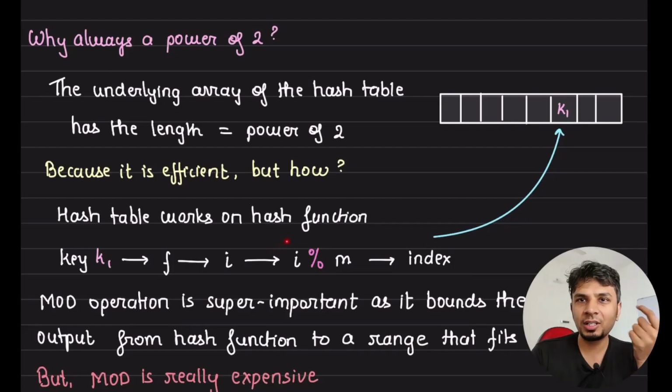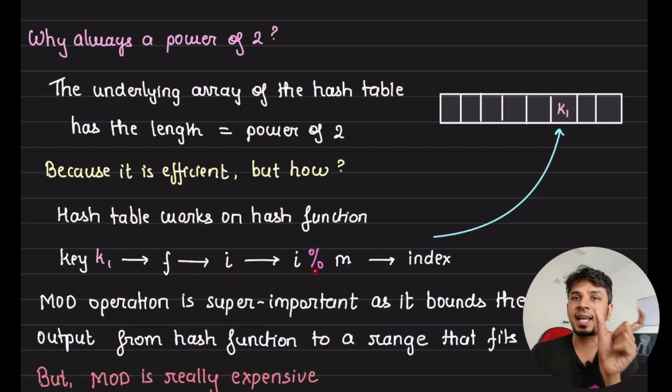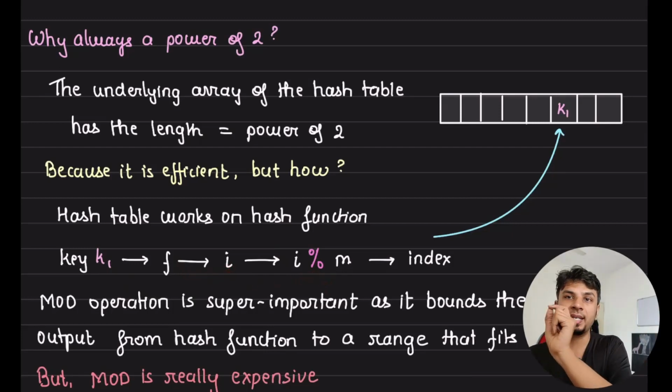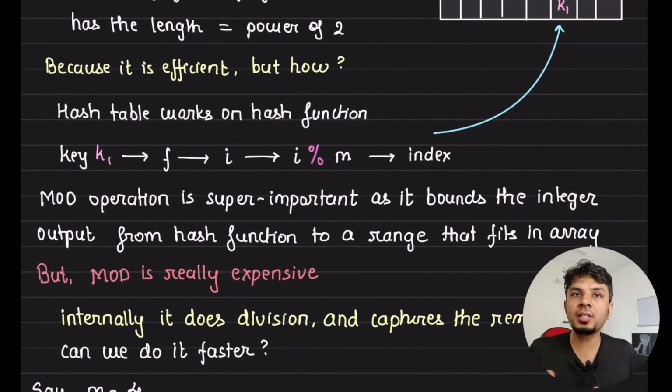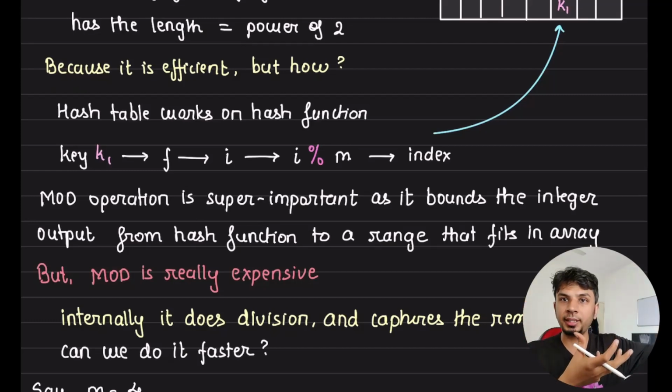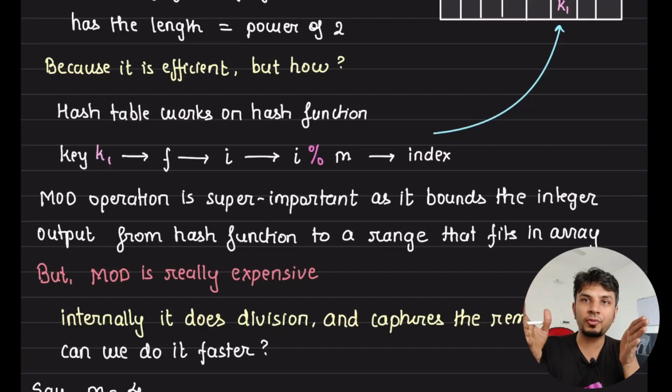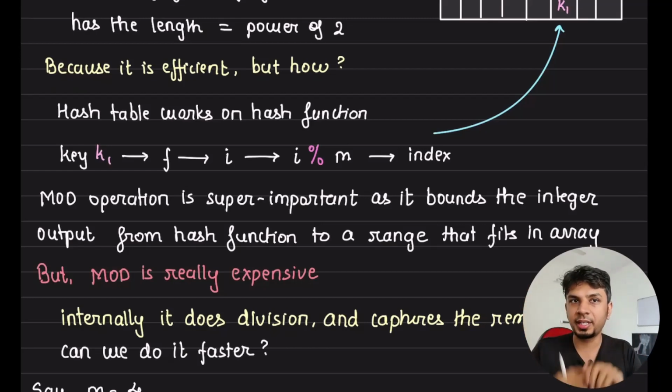So a hash table works on hash functions. When you want to insert a key, you take the key, pass it through the hash function, get a number, mod that number by the size of the array to get the index, and then place the key at that place, right? Here the mod operation is super important because it bounds your integer 32 range into the size of your hash table so that you can place your key at that particular index.